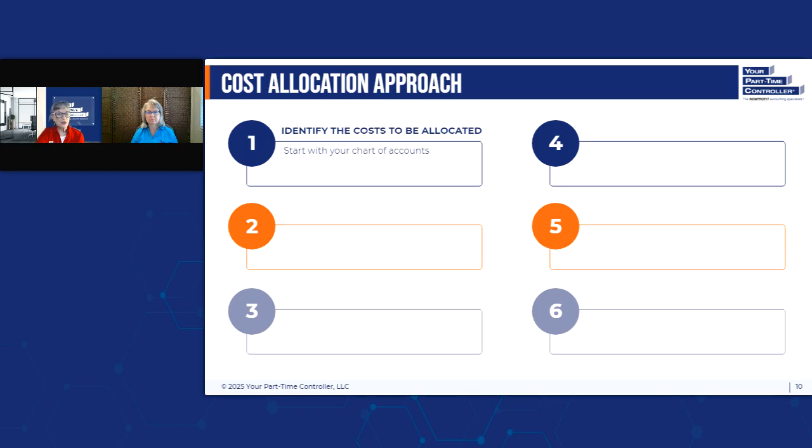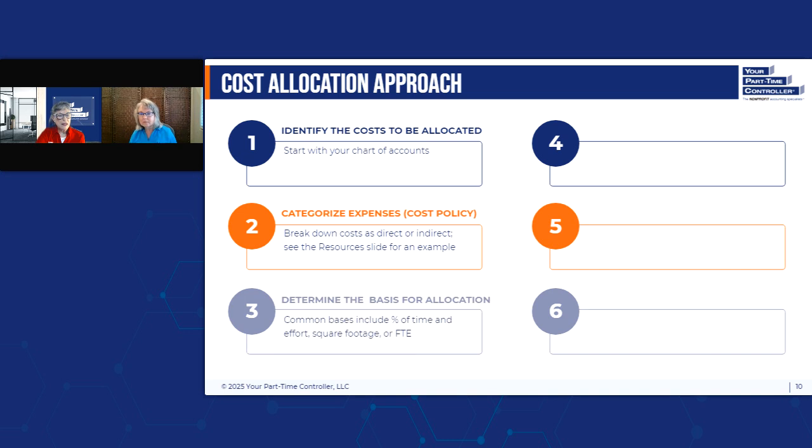Then categorize those expenses. Break down the costs as either direct or indirect. And I realize that costs like supplies may be direct sometimes and indirect at others. Once we've narrowed down the indirect costs that should be allocated, you'll need to identify how those costs will be allocated. Then choose an appropriate allocation base for each category of indirect costs. Those common bases that I've mentioned, I'll remind you here, might include the percentage of time, salaries, or square footage.